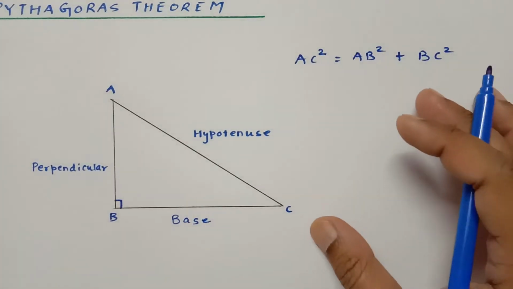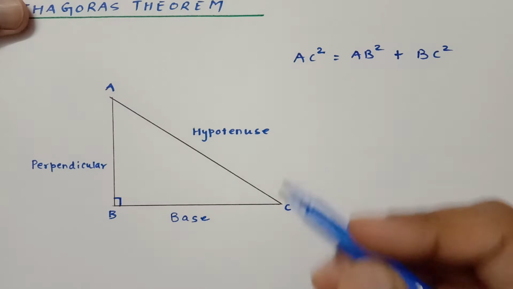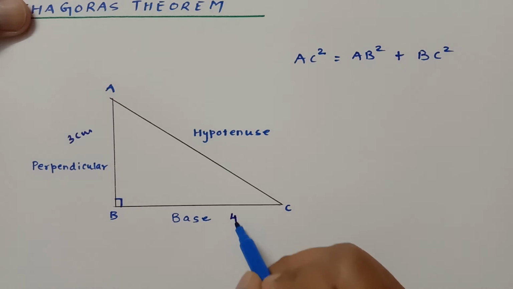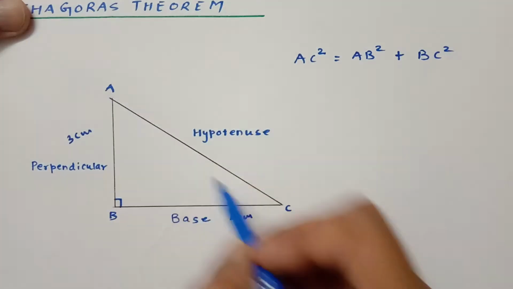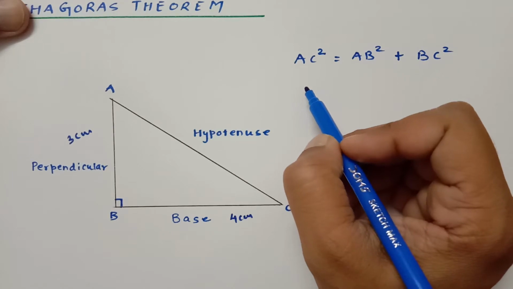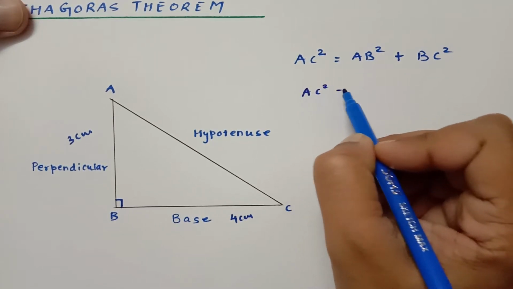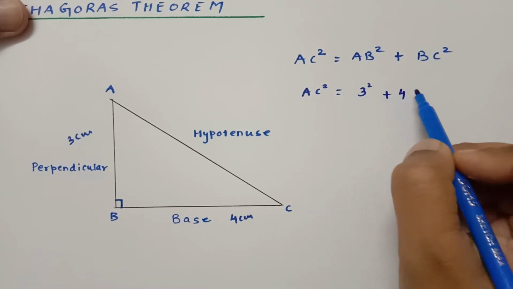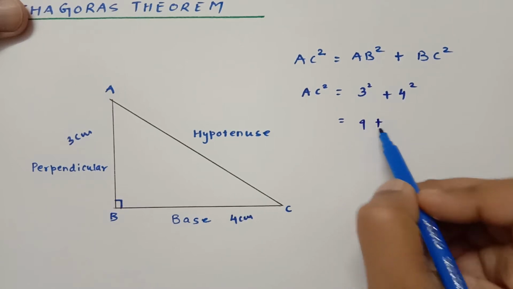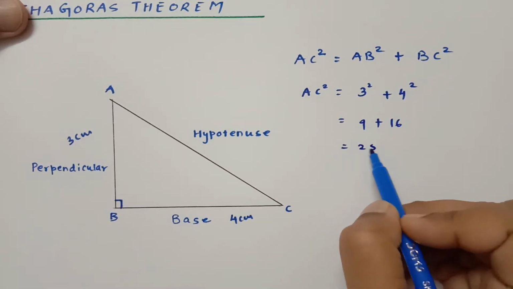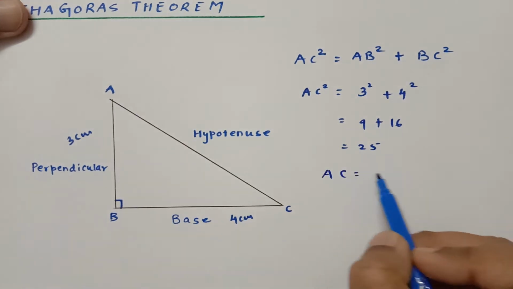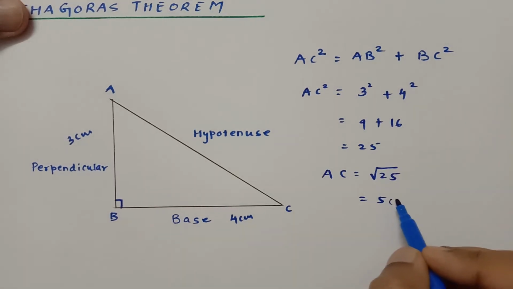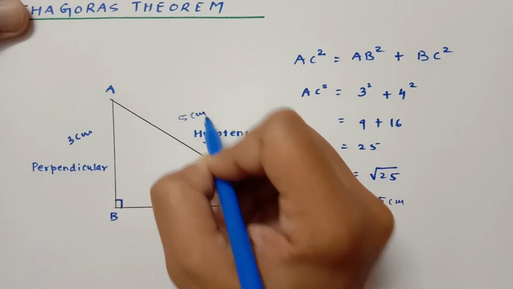Now, where it is used: if I give you any two sides of the triangle, you can find out the remaining third side. Like if I consider this as 3 centimeter, this as 4 centimeter, so I can find out the AC square and then finally the length of the hypotenuse. So AC square is equal to AB square plus BC square, that is 3 square plus 4 square, which means this is 9 plus 16, which is 25. So AC square is 25. So AC is equal to root of 25, which makes it 5 centimeter. So hypotenuse is 5 centimeter.